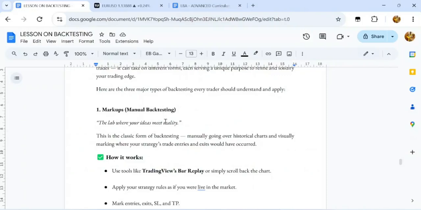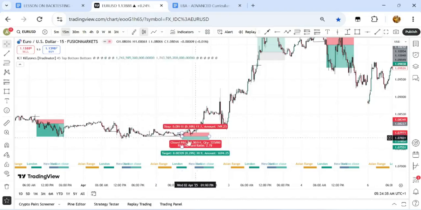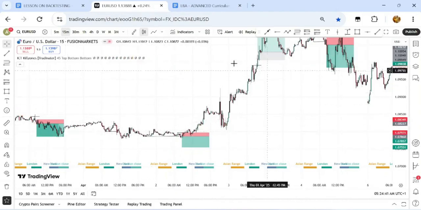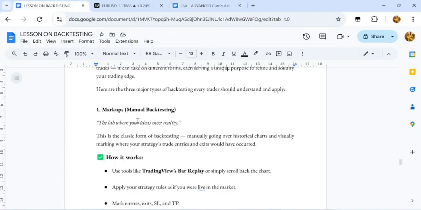Markups is the lab where your ideas meet reality. First of all, you have an edge, or you just learned a trading edge. You test it through markups, where we use the bar replay on TradingView. This is a classic form of backtesting: manually going over the historical chart and visually marking where your strategy's trade entry and exit would have occurred.